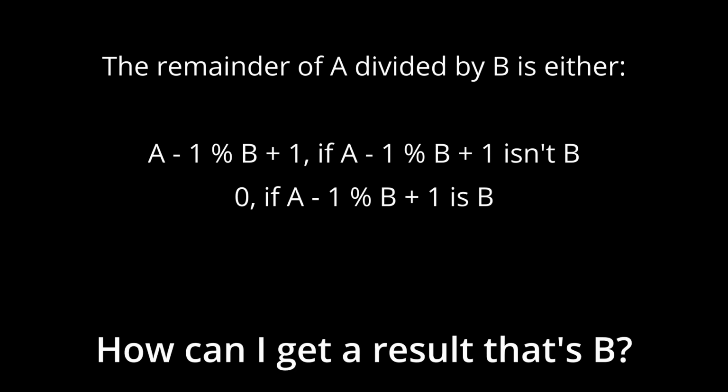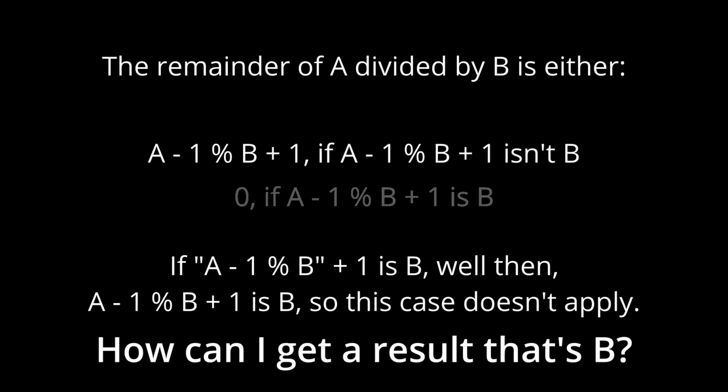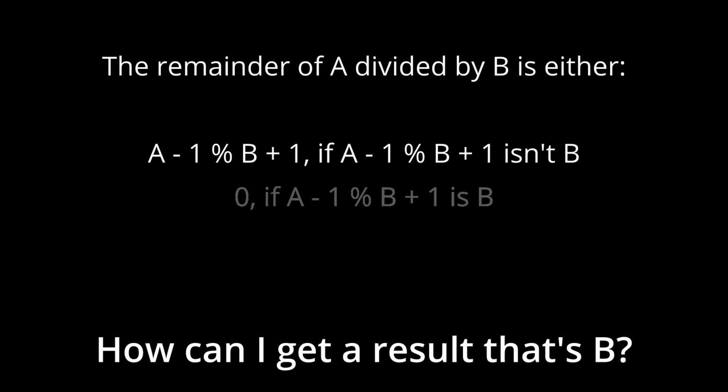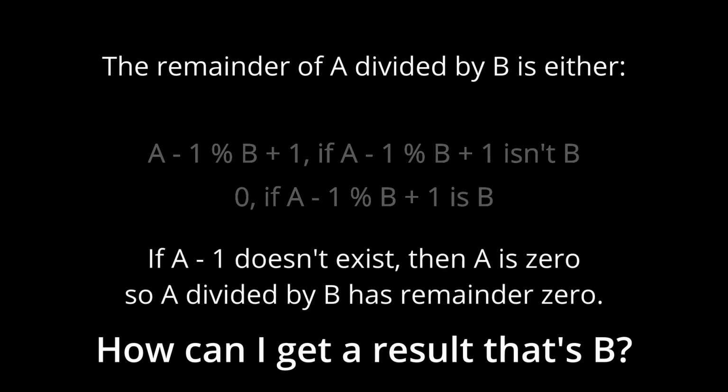Well, it can't fall into this category. The only number for which the number after it is b is the number before b. And obviously it can't fall into this one, because the remainder just has to be 0. The only number this rule doesn't apply to is 0 itself, for which the remainder is 0 by definition. So the remainder can never be equal to b.